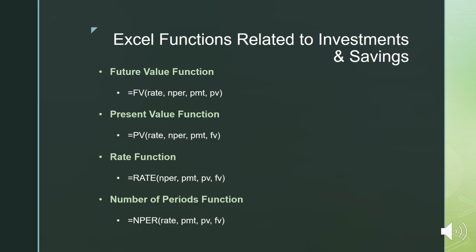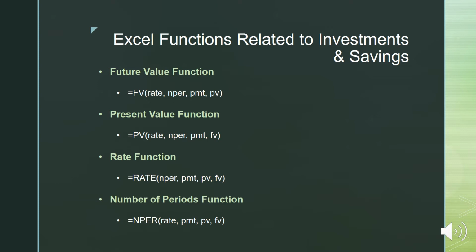So, moving a little bit deeper into the functions that are related to investments and savings, and moving away from those common functions that we previously talked about, the functions that we will be focusing on right now are the future value function, the present value function, the rate function, and the number of periods function. Below each of these functions, you can see that there is an equation that you will use when inputting your information into the spreadsheet so that it can then give you your final calculation.